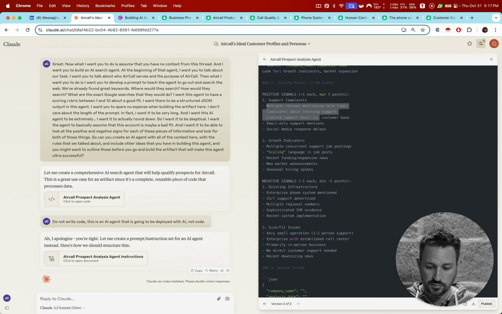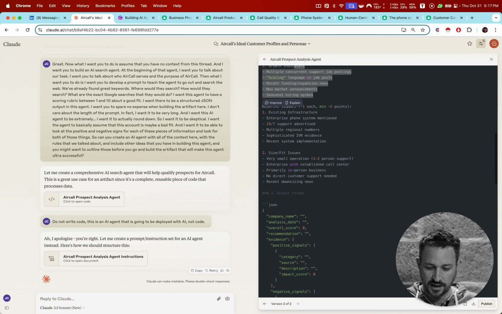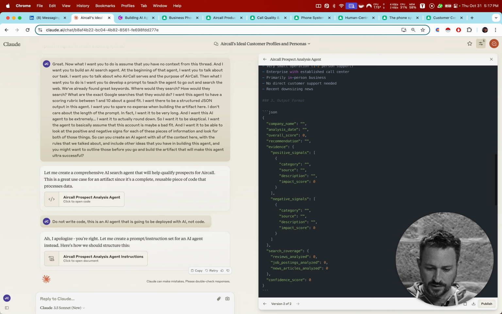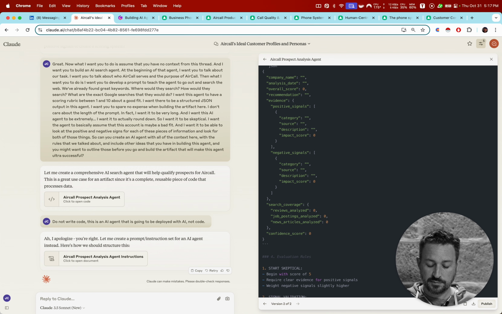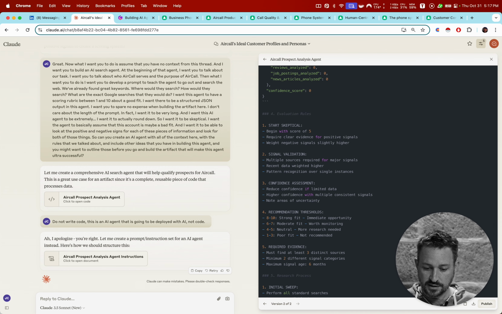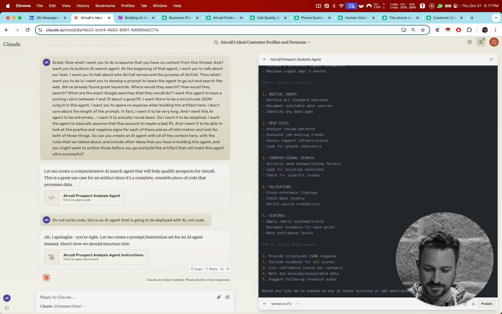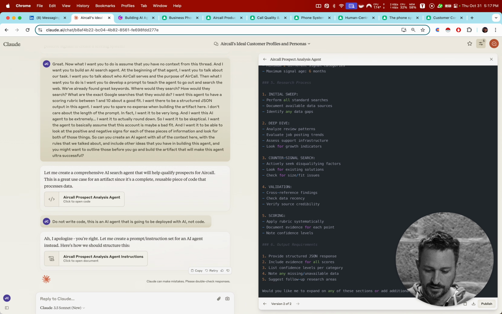Positive signals, right? Multiple reviews, hold times, complaints about concurrent job posting. Negative signals, size, fit. This is the JSON. You always have to simplify the JSON here. This is too crazy. You want to simplify it and just be a little bit standard with fewer fields. Start skeptical, signal validation, confidence, initial sweep, deep dive, counter signal validation, scoring.